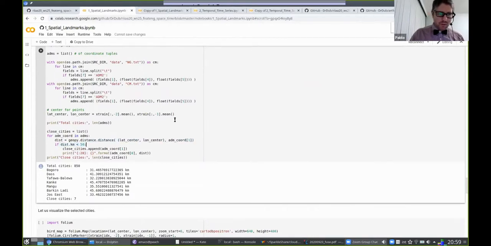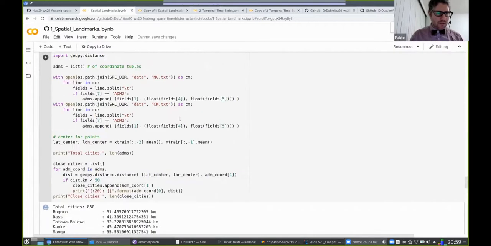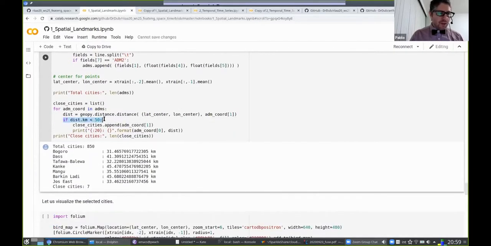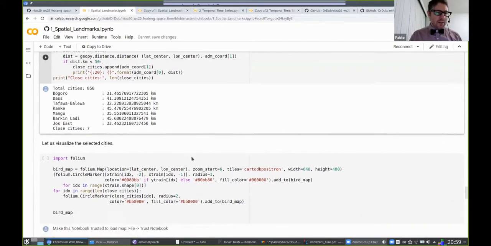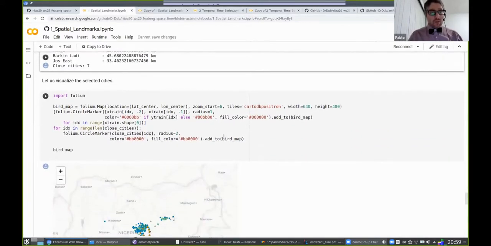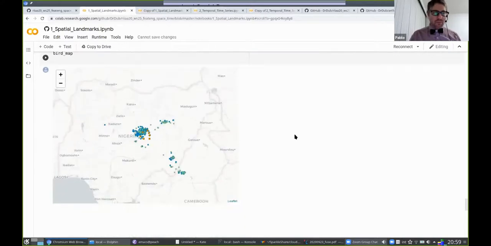sorry, I would like to increase the font. Less than 50 kilometers away from the center of the points. And we get these cities, yeah? 7 cities. So we now add 7 more to the data.